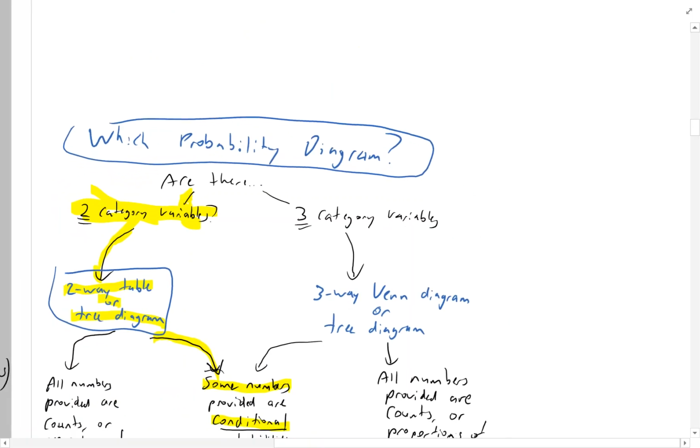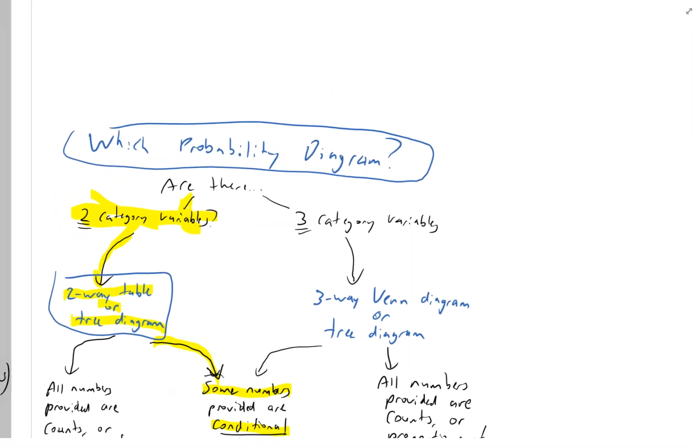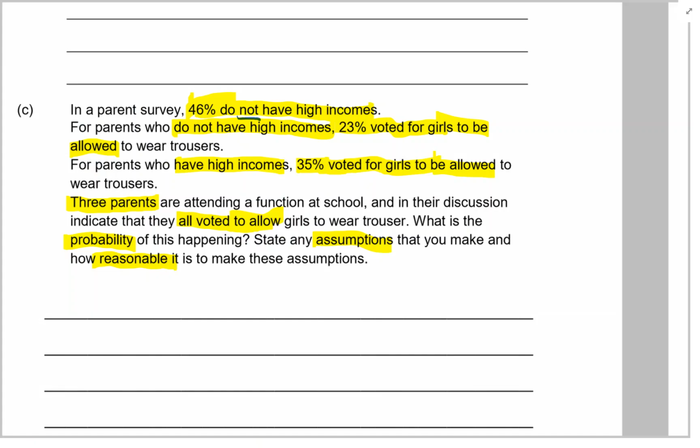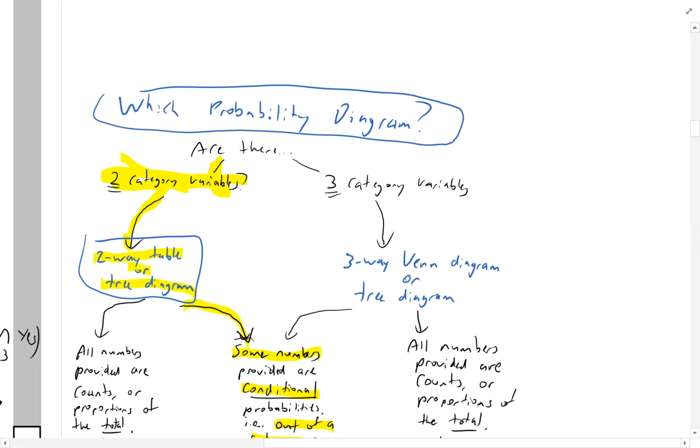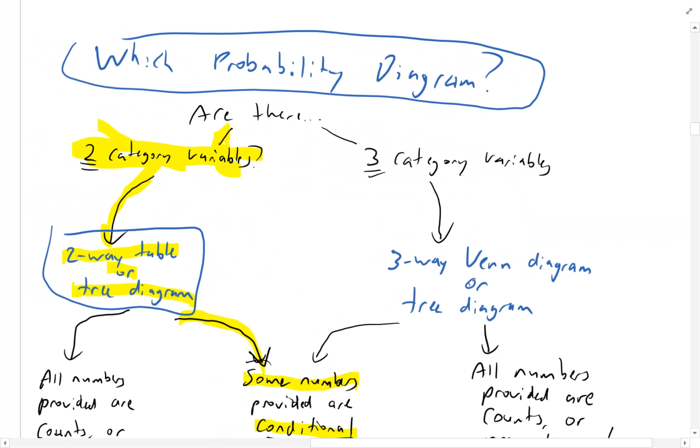So the first thing we need to ask ourselves is, are there 2 category variables or 3 category variables? By category variables, I mean a question which decides which category they're in. So whether they have high incomes or not is a category variable. Another category variable is whether they voted for girls to be allowed to wear trousers or not. So that's 2 category variables, and there's no third one in there, is there? So that means we're on the left-hand side, 2 category variables.